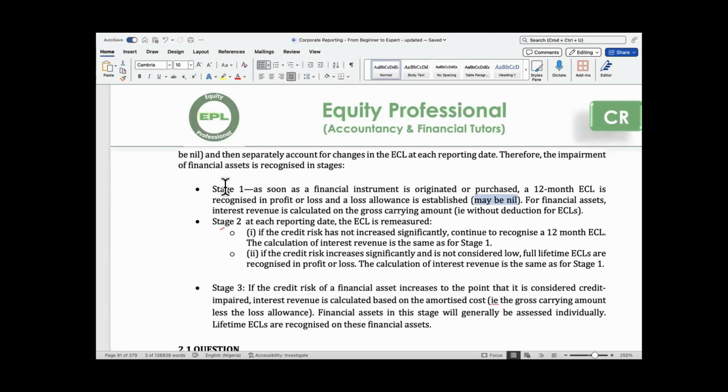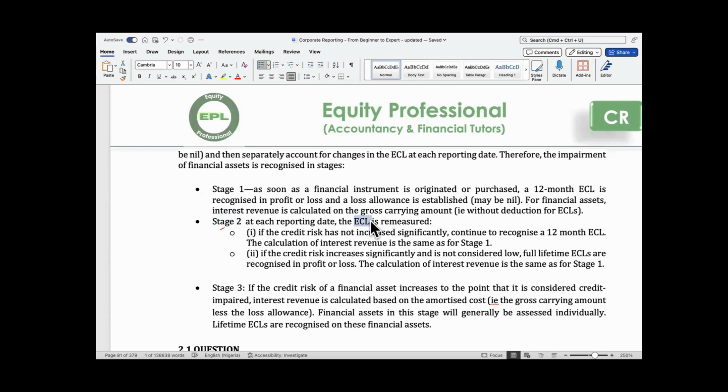At the end of the year, they move to stage two. At each reporting date, they are at stage two at the end of every year. And what is happening at the end of the year? So you would need to remeasure that ECL. You will need to recalculate it.